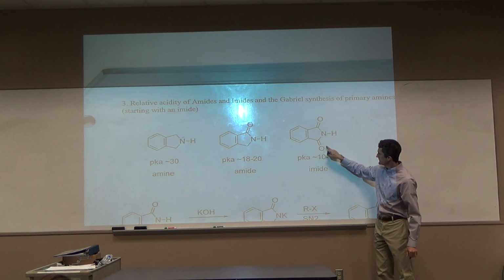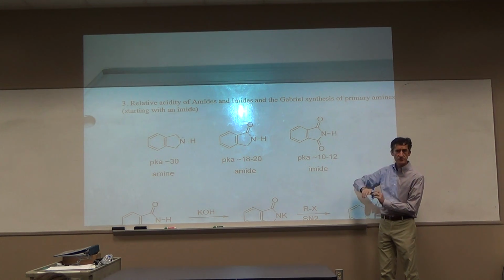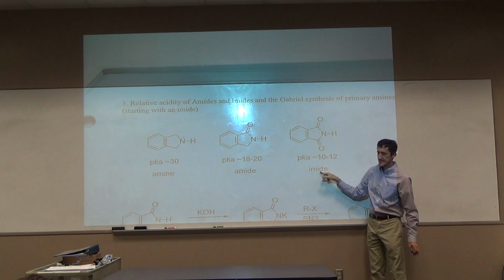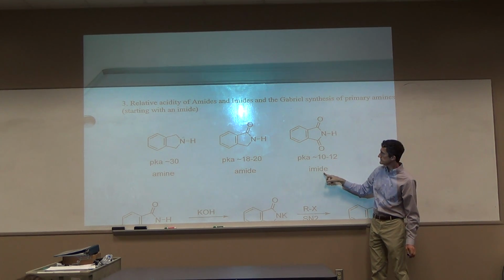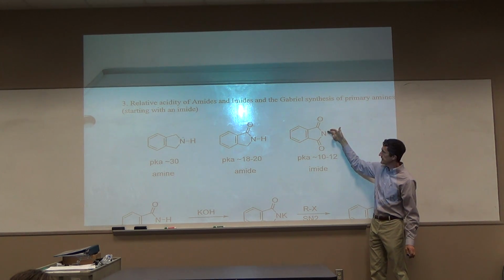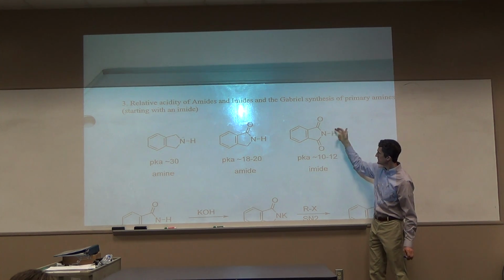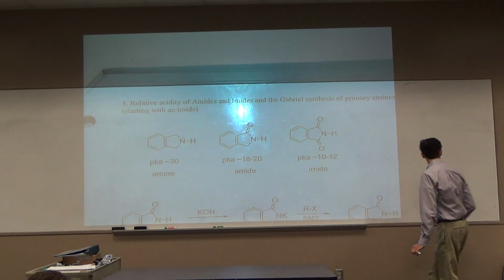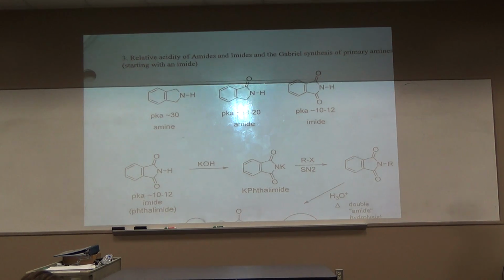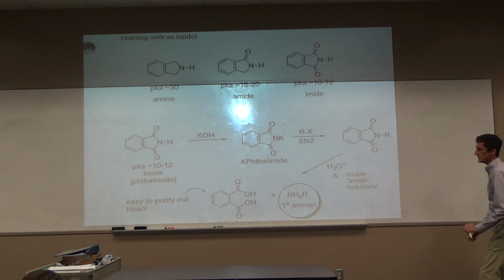Well, what is this called? It's actually analogous to an anhydride. If it was oxygen in the middle, it would be an anhydride, yeah? With nitrogen on 2 carbonyls, it's called an imide. And the imide H is fairly acidic. Acidic enough that we can deprotonate it with base, with aqueous base, hydroxide. And this leads us to the Gabriel synthesis of primary amines.